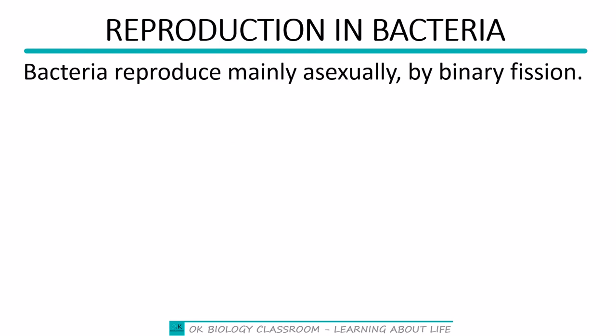For their reproduction, bacteria reproduce mainly by binary fission, which is an asexual means of reproduction. An asexual means of reproduction means that it doesn't require cells from different individuals. So only one bacterium can divide itself into two. Those two can also further divide themselves into two. Then it continues that way.